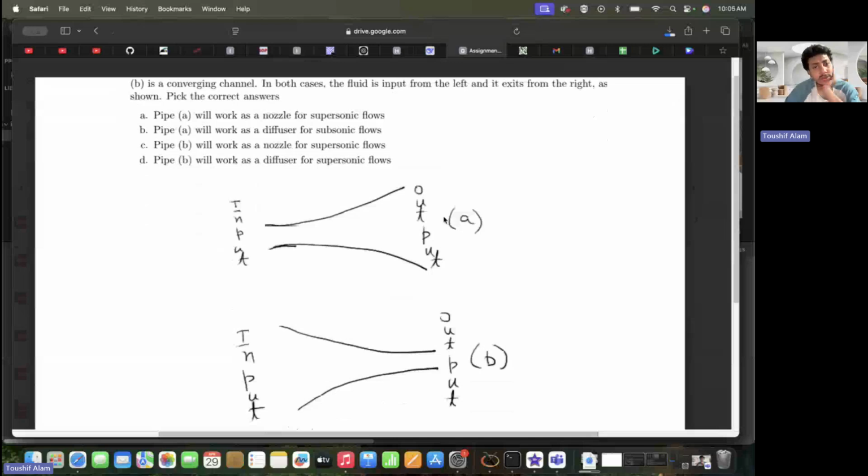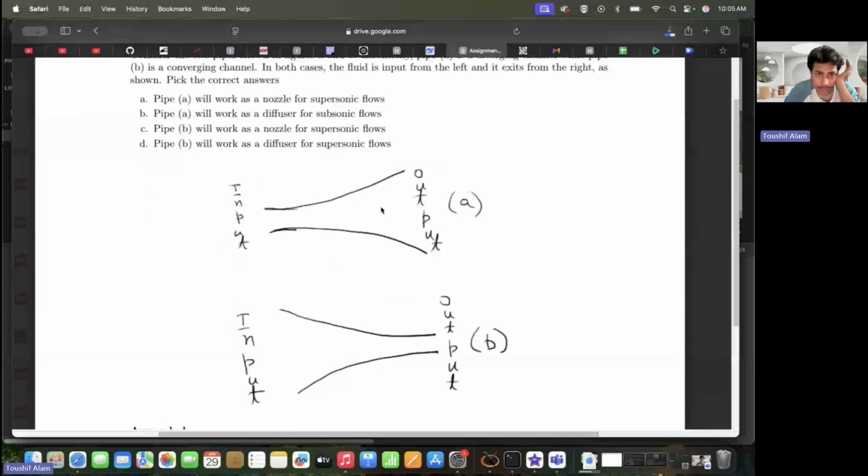So this is like pinching a hose pipe. It will create high speed flows, and it can also work as a diffuser for subsonic flows. Pipe B work as a nozzle for supersonic flows? No, it can't work as a nozzle because it can't become supersonic again. Okay, diffuser, it can be a diffuser.